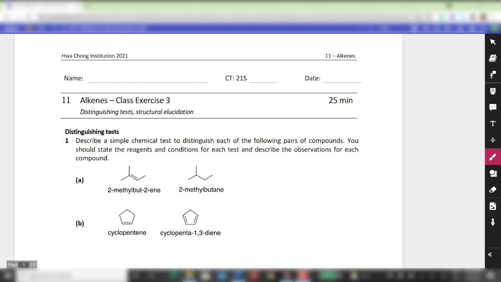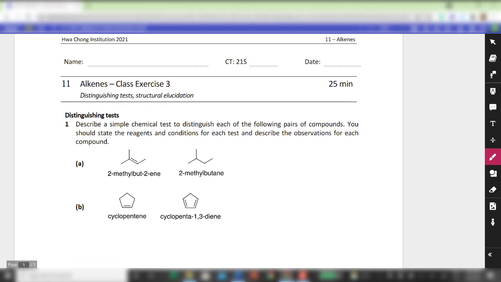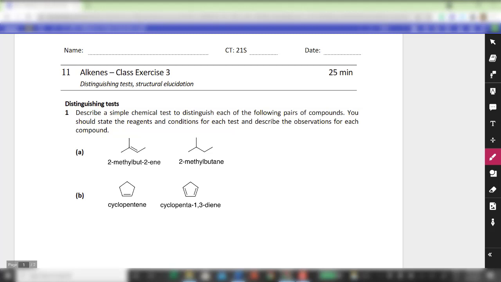Okay, finally we are at in-class exercise 3 for alkenes. The first question is on distinguishing tests, which is a very common question you'll be asked in exams. Especially in JC2, where there are different functional groups present between 2 or 3 or even 4 unknowns, and you are supposed to use a simple chemical test. So the key word here you might want to take note of is actually the simple chemical test.